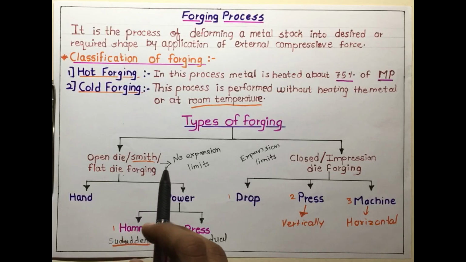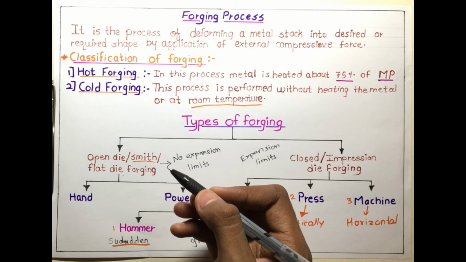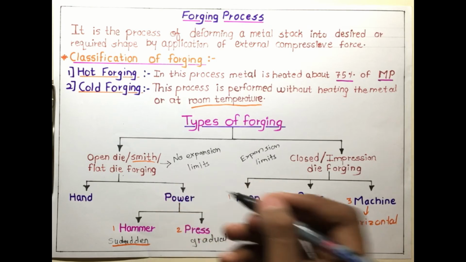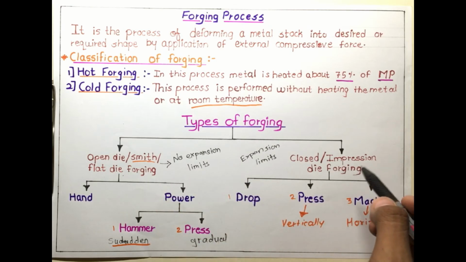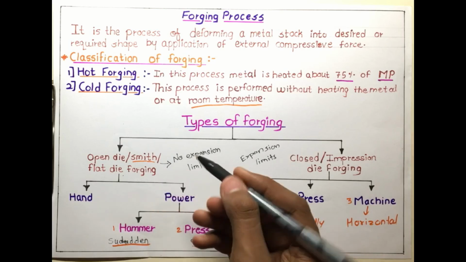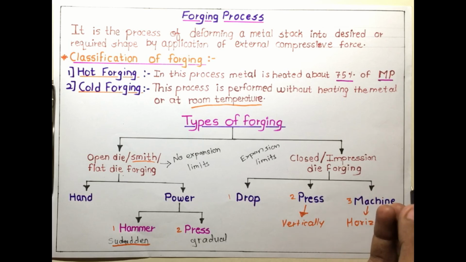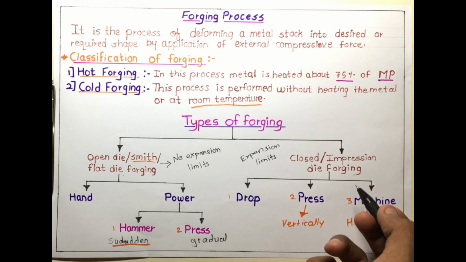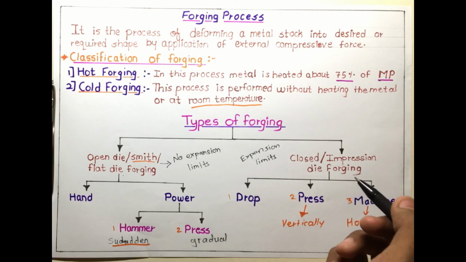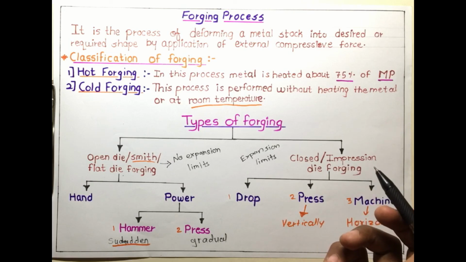Then we will see the third one. In this open die forging, there is less wear and tear, and in this closed die forging, there is more wear and tear due to the complex shapes. The open die has more life as compared to the closed die, because the closed die has complex shapes drawn on it, so while performing the forging it gets more damaged.